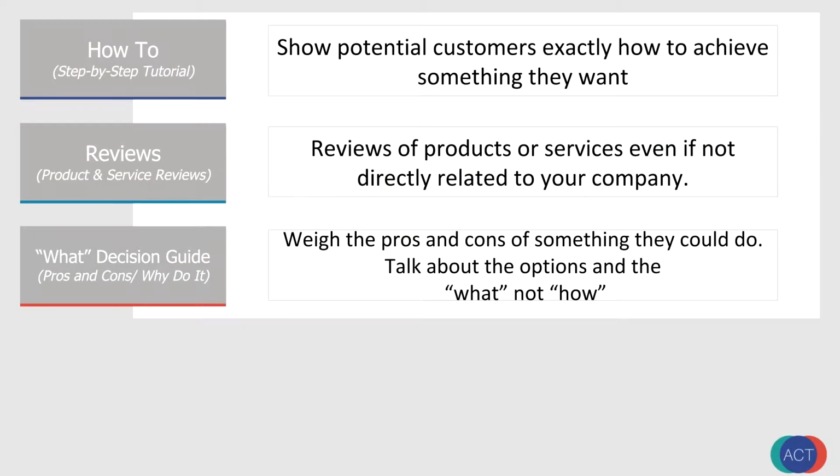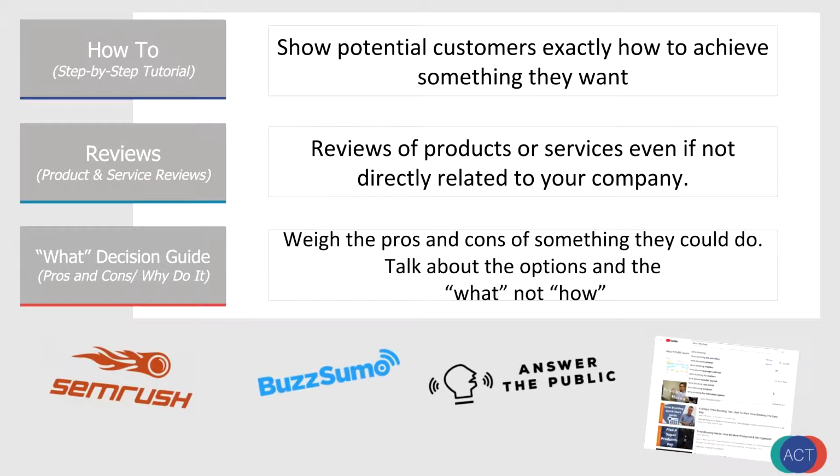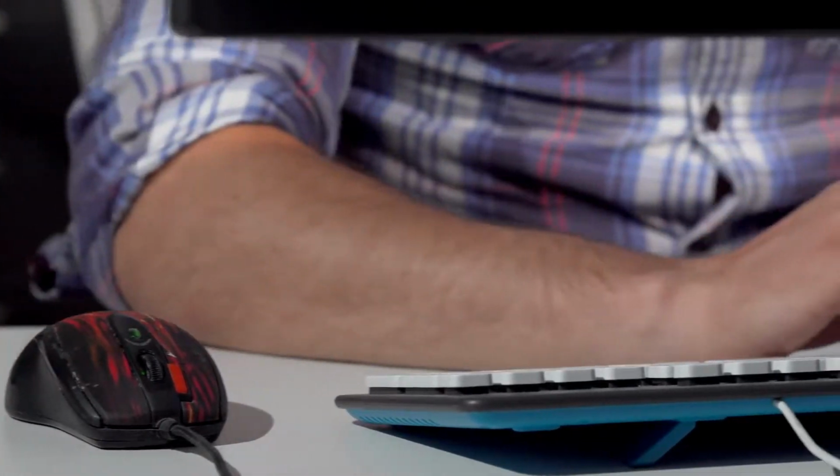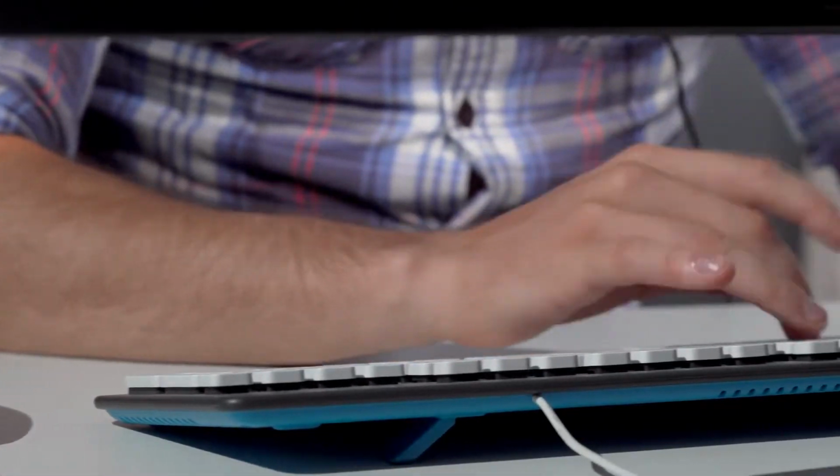So when it comes to generating ideas, there's a great website called Answer the Public where you can start typing in questions as if you're your ideal customer or your ideal audience member, and it will give you a laundry list of ideas and questions you can answer. Great content starts with figuring out what question you're answering for your ideal customer.